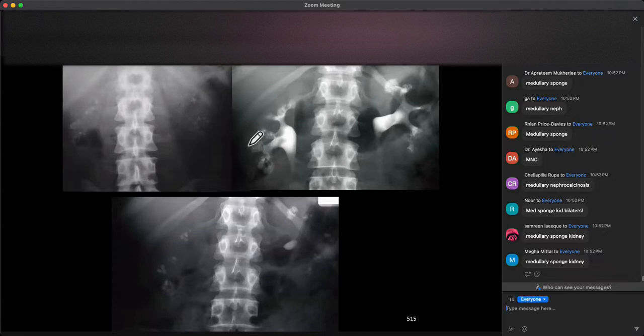And okay, we don't do IVUs anymore, but if you ever get a CT urogram reconstructed or an IVU, always look at the control film, and the control film will then show you that this thing here is a stone in the renal pelvis, which can be associated with medullary sponge kidney.